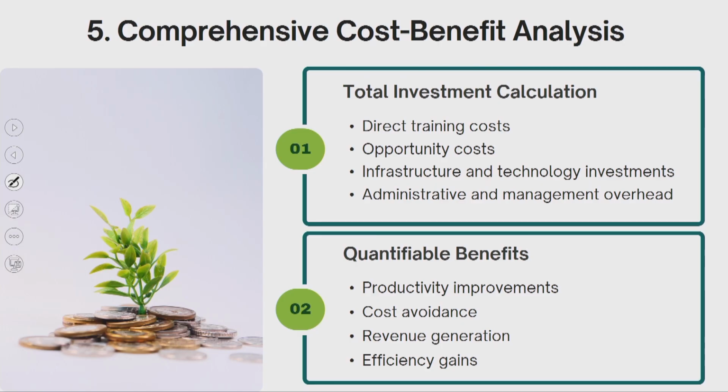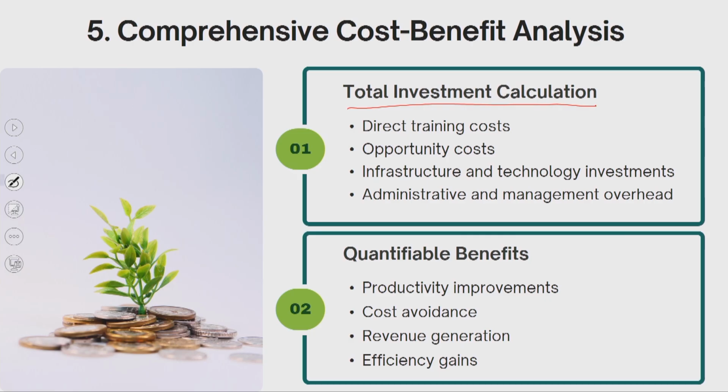When we talk about traditional training budgets, they often only capture obvious expenses, like course fees or instructor costs, missing significant hidden investments. A comprehensive approach reveals the true cost of learning initiatives, while also identifying all potential returns, enabling accurate ROI calculations that support strategic decision making altogether. So we start with a couple of different available methods. The first one is total investment calculation.